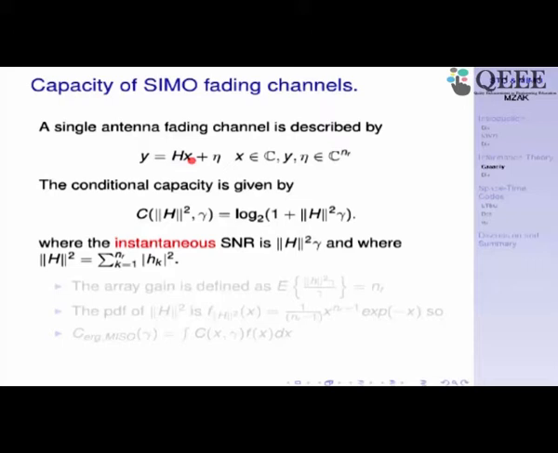Okay. Now the SNR, or the instantaneous SNR, of this channel is again given by the signal power, that is expected value of |hx| square, divided by the expected value of the noise power.